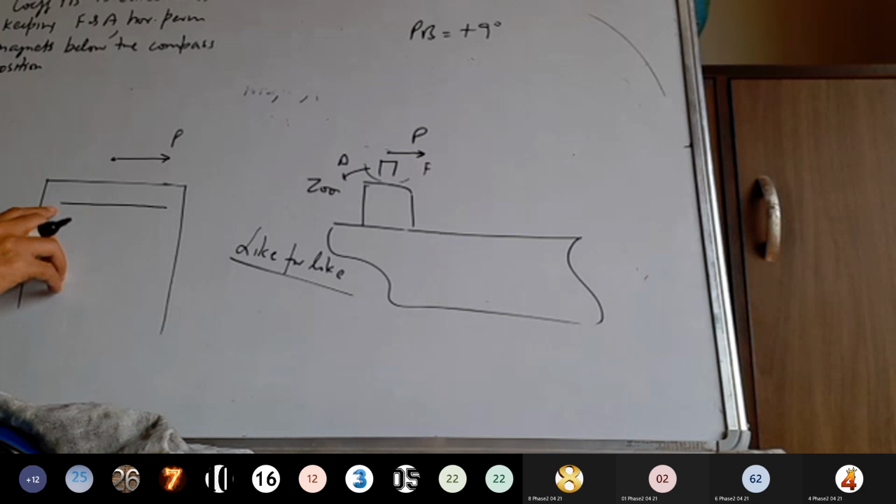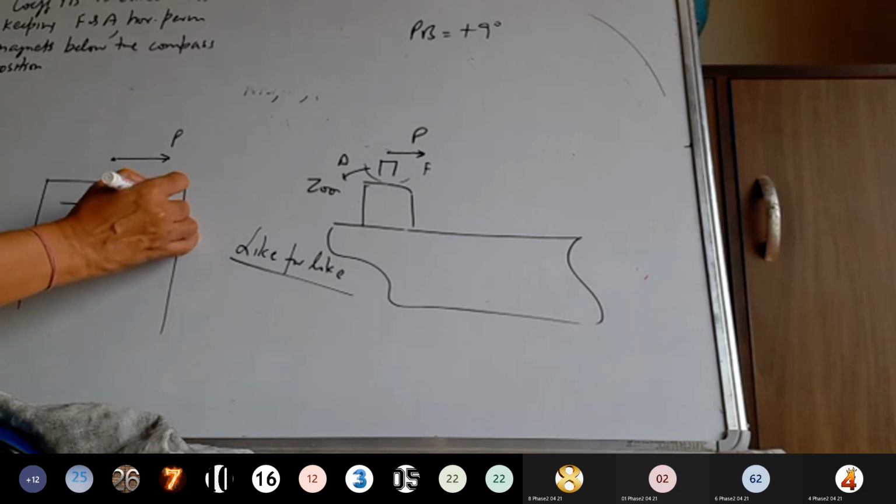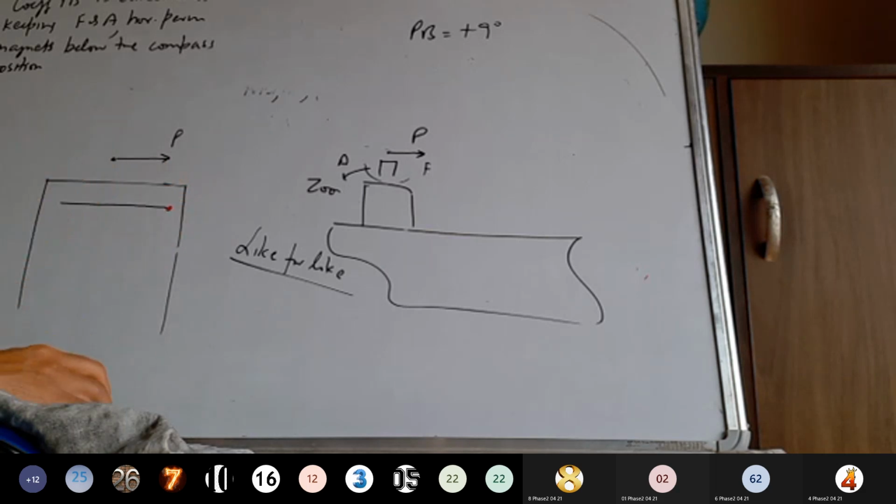So what is this? This magnet is a permanent magnet. It is kept below the compass position and it is kept in the 4.5 direction and it is kept in the horizontal plane. Okay. So in this case, what we'll do, we'll keep the red end forward, keep the blue end down.